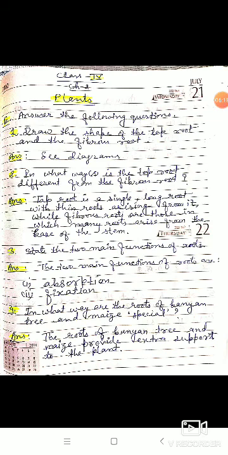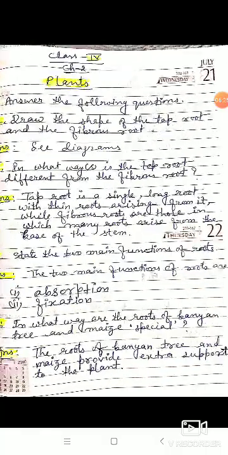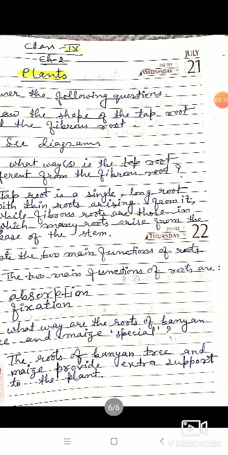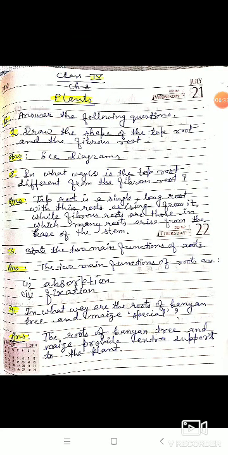Now come to question number 4. In what way are the roots of banyan tree and maize special? You will write: the roots of banyan tree and maize provide extra support to the plant. I hope you all understand. I hope there is no problem at all, and you could write the answers of the questions of exercises E and D of the chapter.